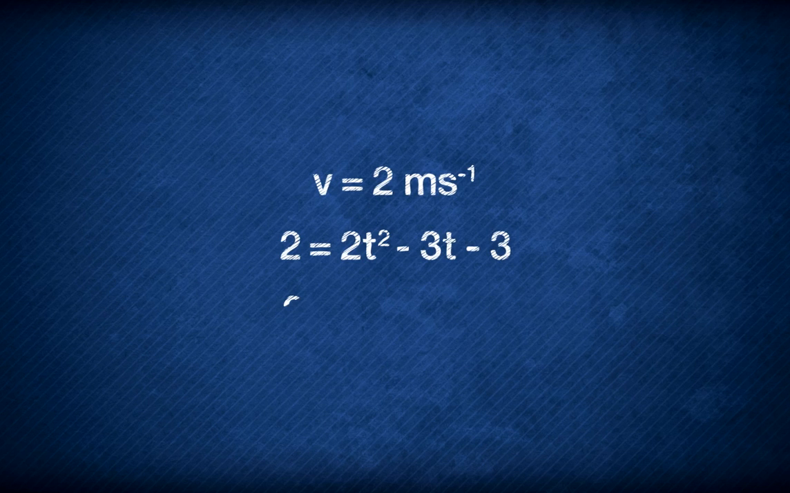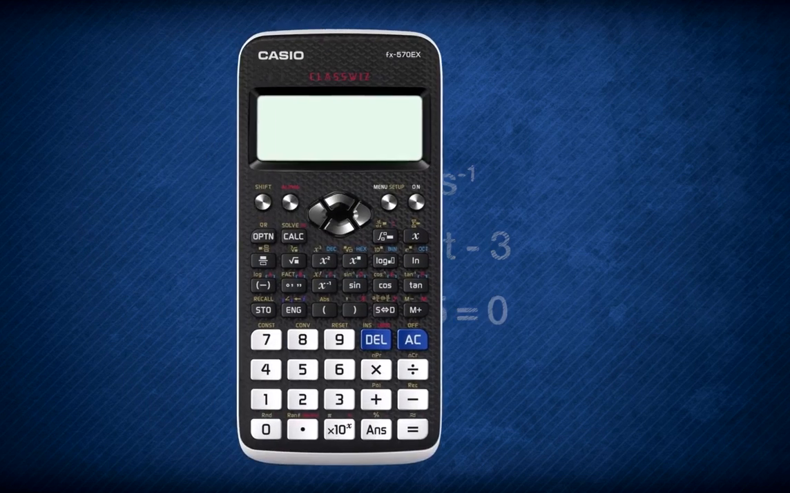Now let's use Casio ClassWiz to check your answer. Once we have substituted v as 2 into the function of velocity and simplified the equation as 2t squared minus 3t minus 5 equals 0, we can then use the equation mode of the calculator to solve this quadratic equation.